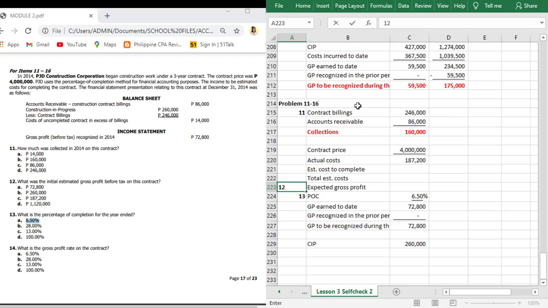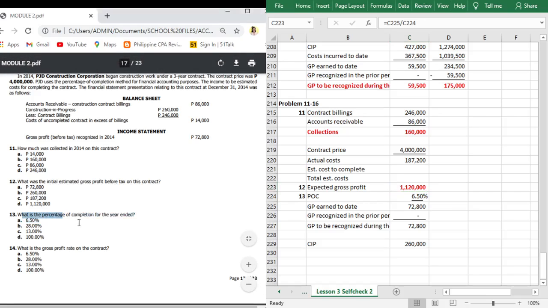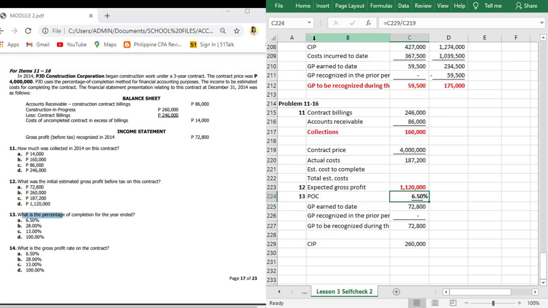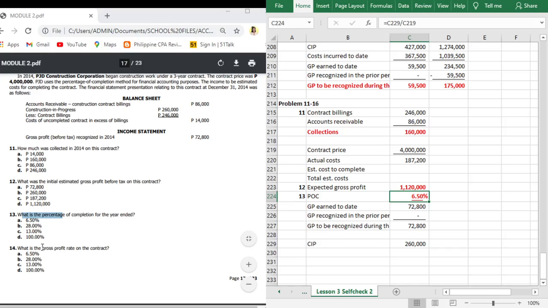So, ang ipangayo man sa number 12 is the expected gross profit. Ato na lang siyang i-work back. So, 72,800 divided by 6.5%. So, that is 1,120,000 for number 12. And for number 13, what is the percentage of completion for the year ended? That is 6.5%. Okay? 6.5%. Next, what is the gross profit rate on the contract?